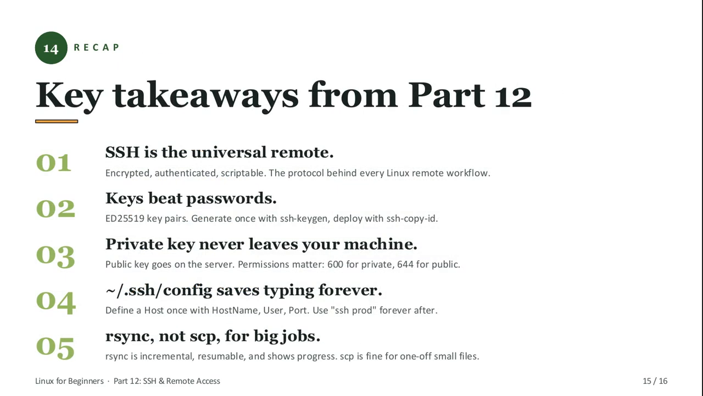So let's pull the whole part together into five things worth remembering. SSH is your universal remote: encrypted, authenticated, and scriptable. Keys beat passwords every time, and your private key stays put while only the public half travels. A small SSH config file will save you years of typing, and when you're moving real volumes of data, reach for rsync instead of scp. Hold on to these five, and you've got the foundation for everything remote in Linux.